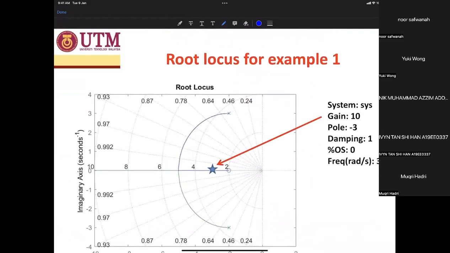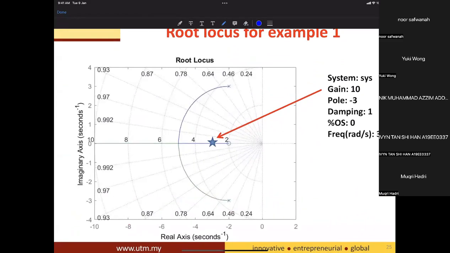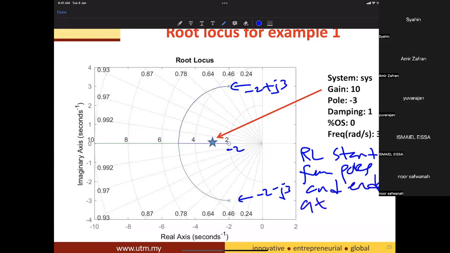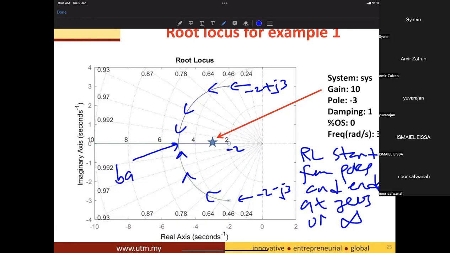So when we plot the root locus, it has one open loop pole at -2, and this one is -2 plus j3, and this one is -2 minus j3. The theory of the root locus is that the root locus starts from poles and ends at zeros or infinity. So start from here, start from here, then they meet at this point, the break in or break away point.